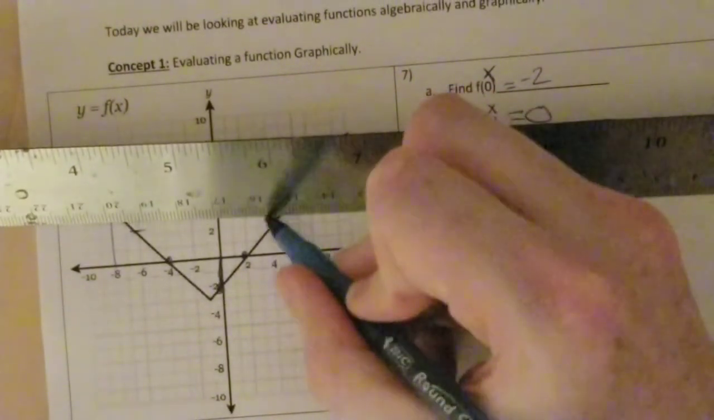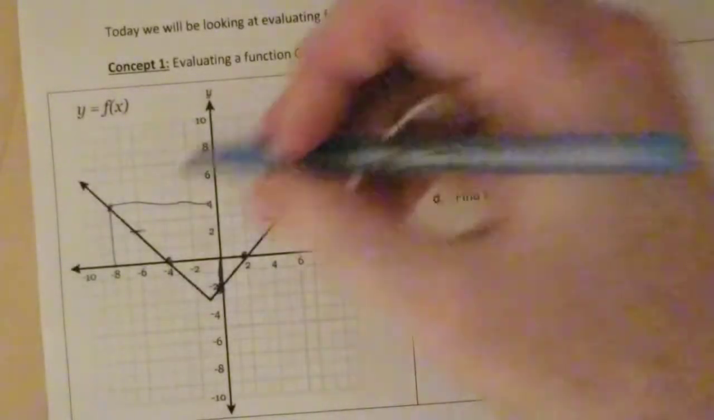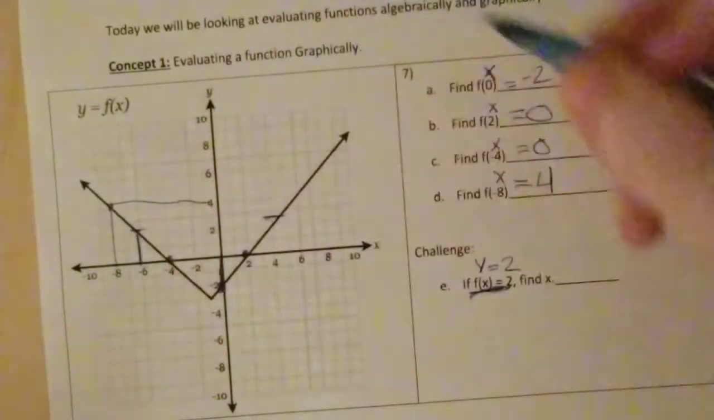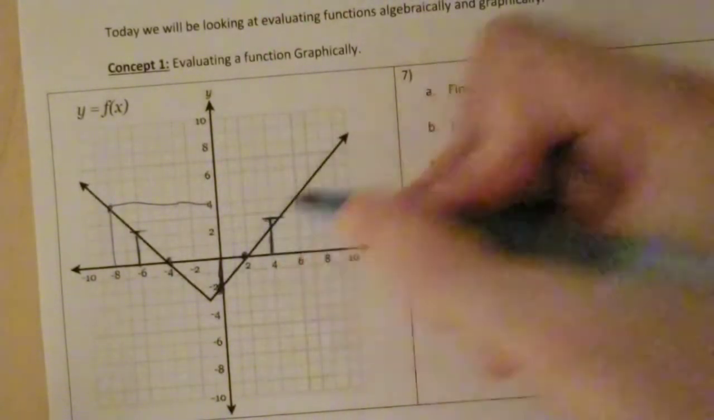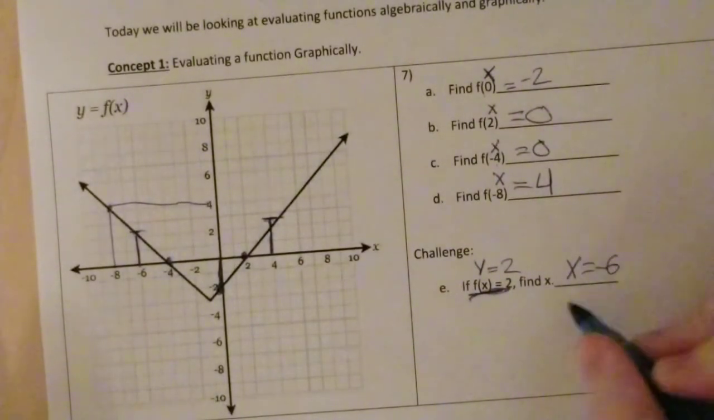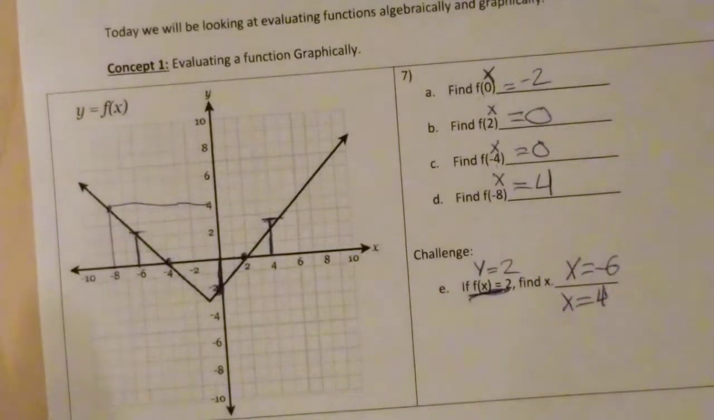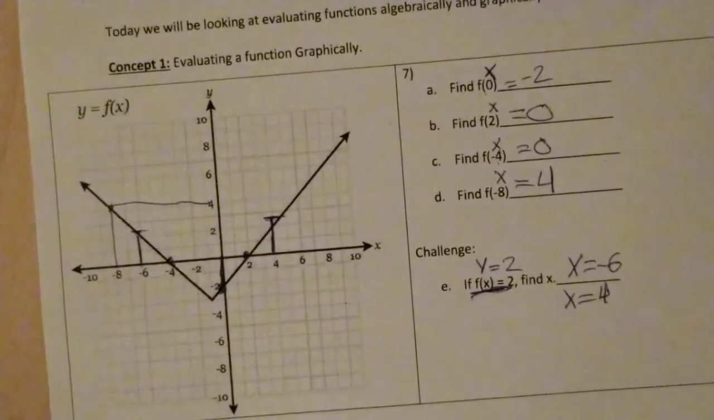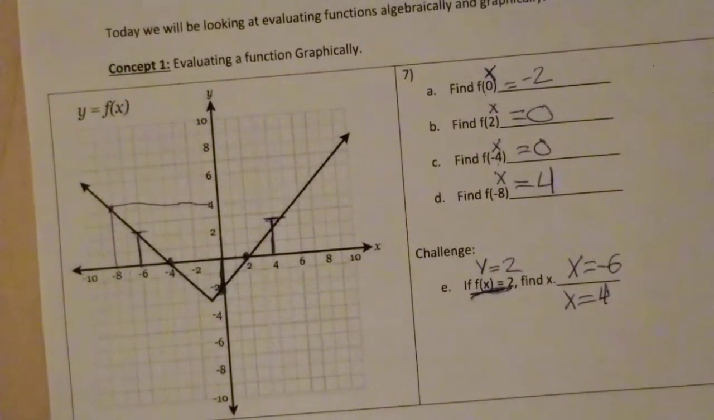And it crosses about here. So if you look, this point would be at -6, and this point would be at 4 on our x value. So we would have actually 2 answers because there's 2 x values that make the graph have a height of 2.